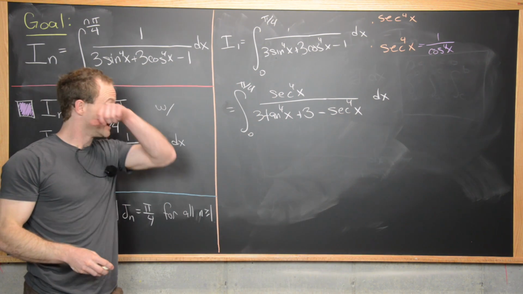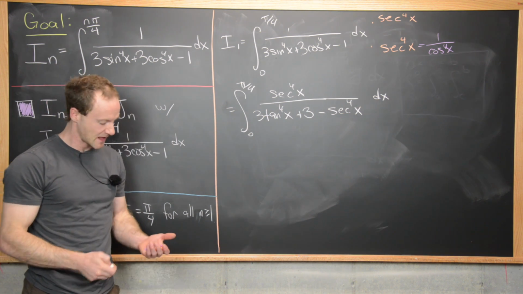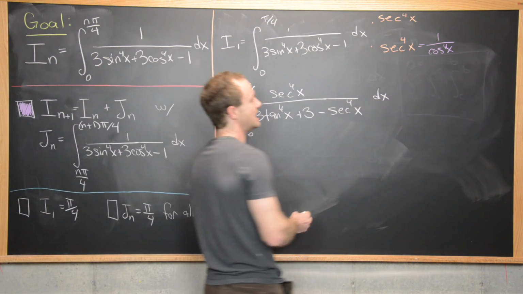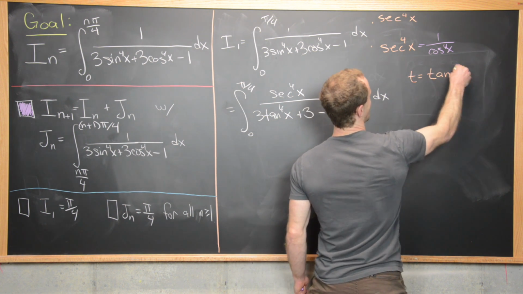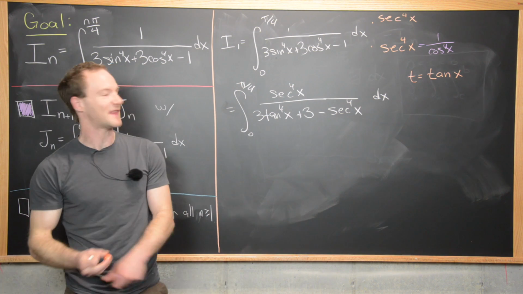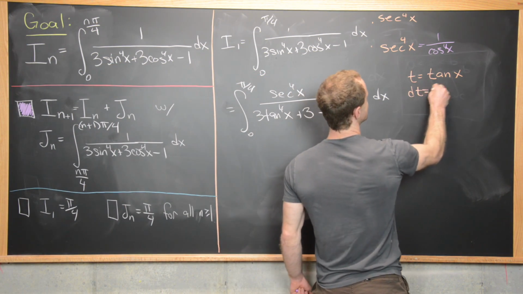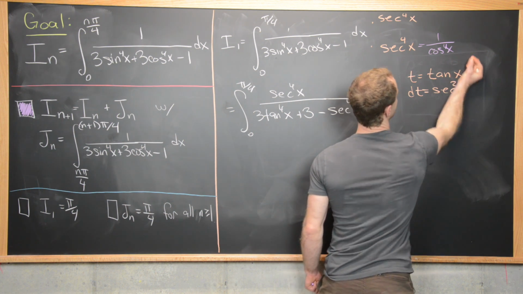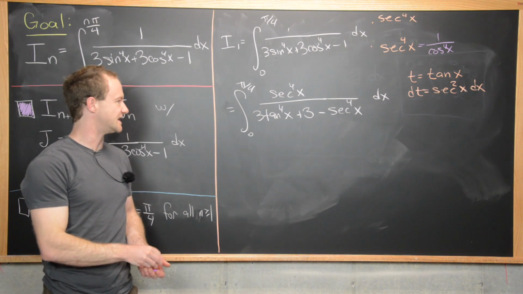Okay, fantastic. Now the next thing that we want to do is make some sort of substitution, and the substitution that we will make is we will let t equal tangent of x. Let's see what that gives us. If t equals tangent of x, then dt equals secant squared of x dx. The derivative of tangent is secant squared.